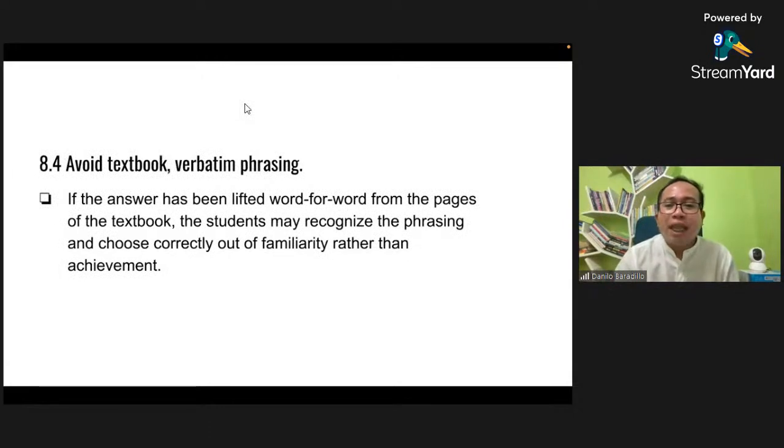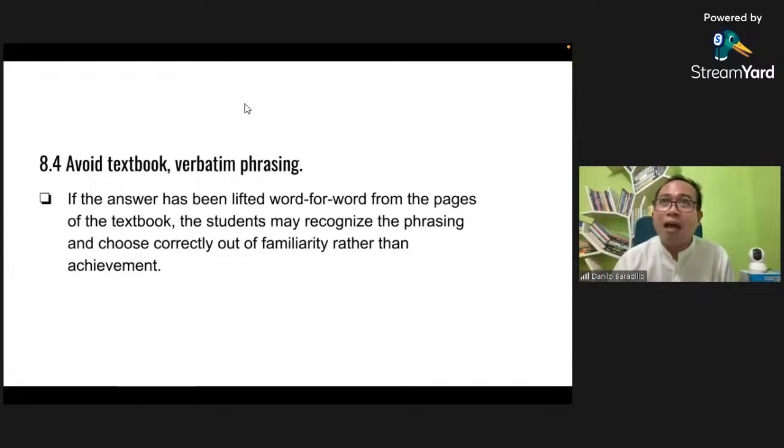Okay, 8.4. This is what I was saying a while ago: avoid textbook verbatim phrasing. This was in the general guidelines of making multiple choice questions. Sometimes we are fond of lifting questions and stems from the textbook verbatim. If the answer has been lifted word for word from the pages of the textbook, the students may recognize the phrasing and choose correctly out of familiarity rather than achievement.